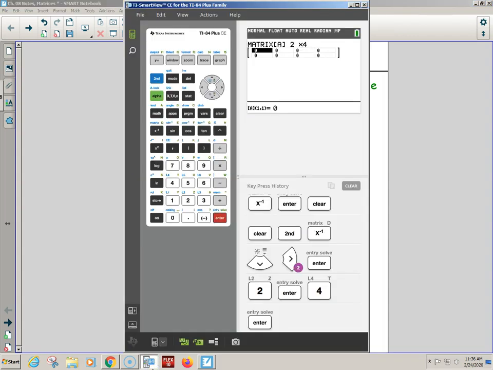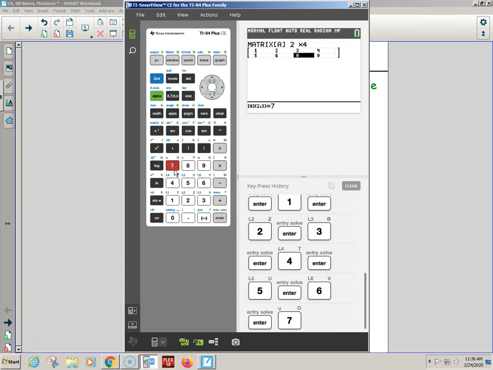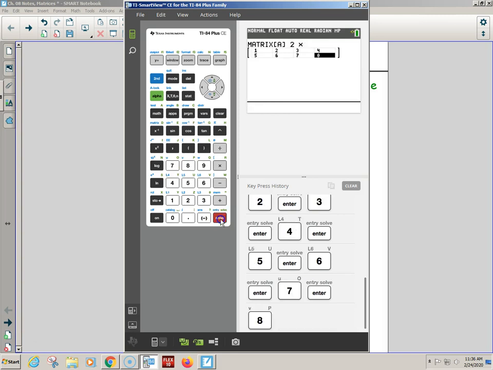My question is the following. Which number is in the A12 spot? There is no 12. It's only 2 and 4. There are only 8 things total. I'm not talking about 12. What am I talking about?